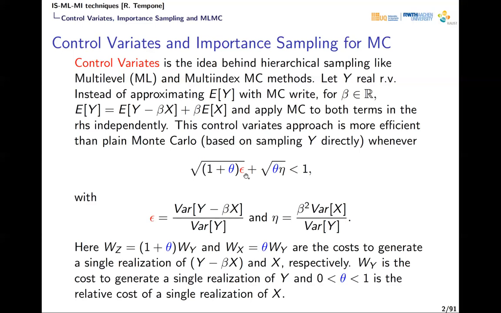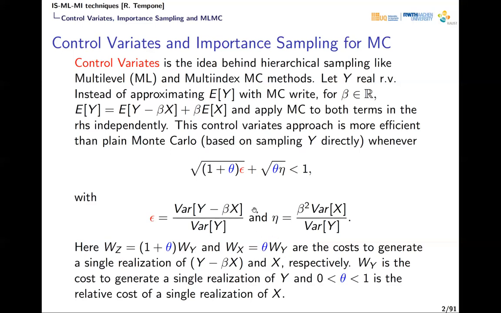What is important to make this approximation efficient are these two terms, epsilon and theta. Epsilon, as I said, is the potential for variance reduction that this technique offers, and theta is related to the cost of employing this technique, namely the cost of sampling y and x jointly, which is marked here by 1 plus theta times the cost of simply sampling y. In the same way, we represent the cost of sampling x alone in terms of sampling y alone by the same theta here.